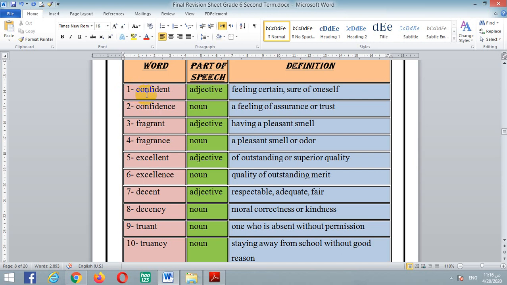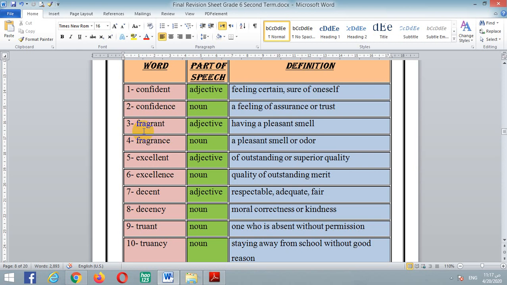Number 1, confident. Confident is an adjective. Here we are talking about some adjectives and their nouns. The noun or adjective ends in ent or ant. Confident, confidence. Confident is an adjective that means feeling certain or sure of oneself. When you are sure of yourself, you are confident. The noun of confident is confidence, a feeling of trust or assurance.